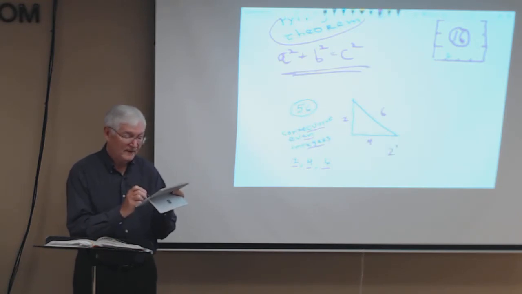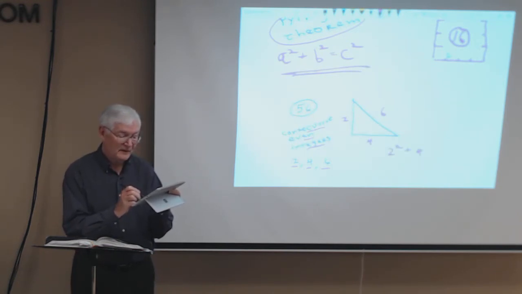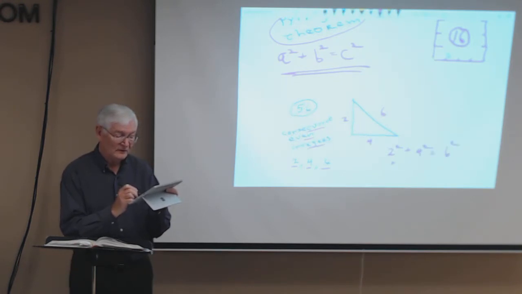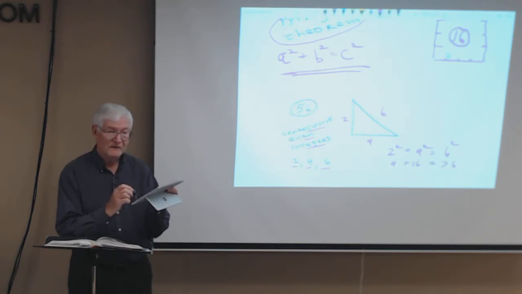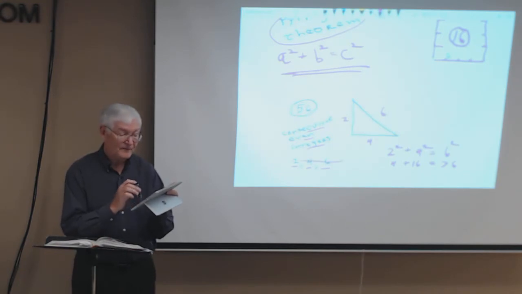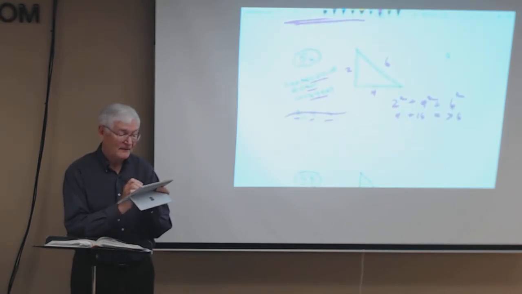2 squared plus 4 squared equals 6 squared. Is that true? 4 plus 16, does that equal 36? Yes or no? So that's no good. So let's try another one. How about 4, 6, and 8?